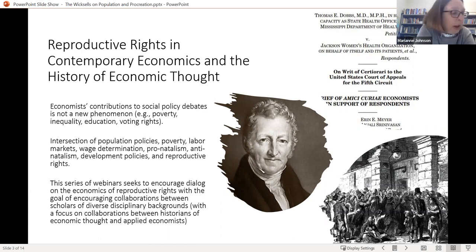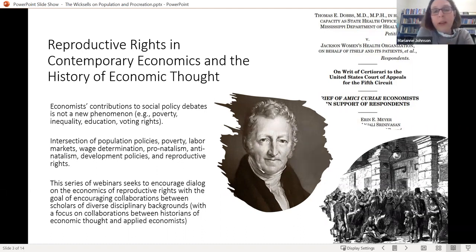Family limitation was also an important component of improved living standards, right? And this was recognized by Malthus, by Marshall, by Pareto. And if we look ahead, right, 50 years in the post-war period, population policy and population control were central components of most economic development policies.